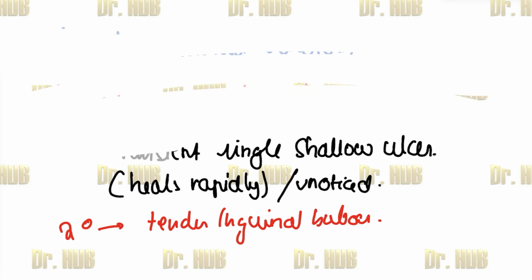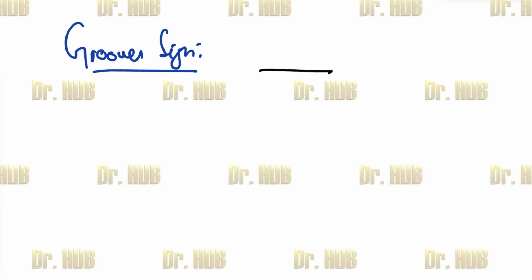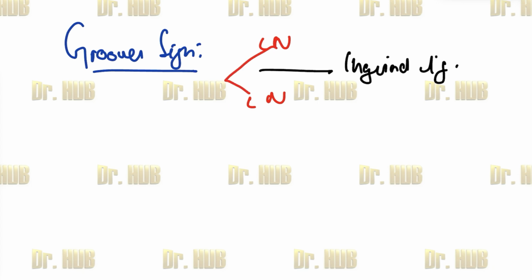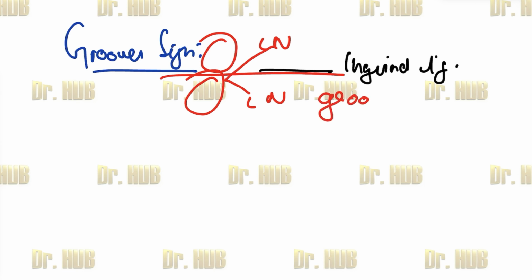Next we move on to the groove sign. The groove sign is seen when the lymph nodes above and below the inguinal ligament are enlarged, leading to the appearance of a groove.